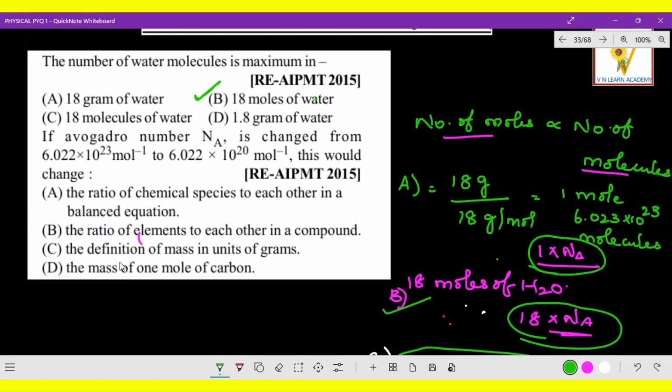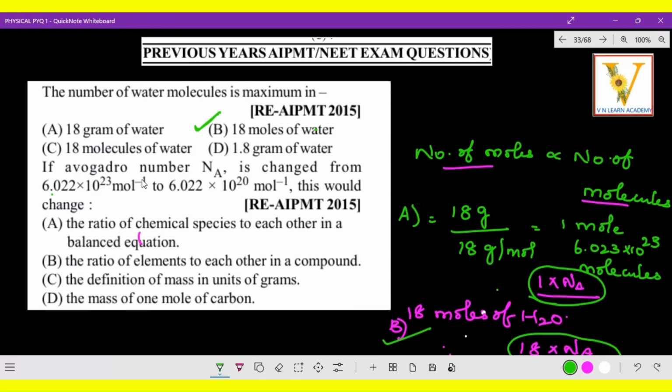The next question is very simple, but the way they are asking the question is really tricky. Here 6.023 into 10 to the power of 23 mole inverse is changed to 6.022 into 10 to the power of 20 mole inverse. So 1 mole equal to 6.023 into 10 to the power of 23 mole inverse has been converted to 6.022 into 10 to the power of 20. So the normal Avogadro number has changed. This is the changed, converted one.